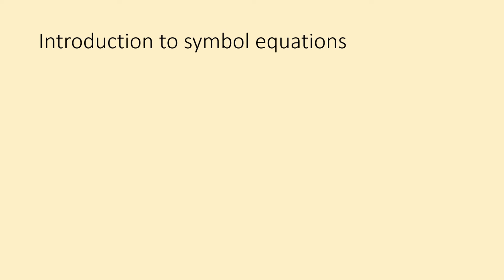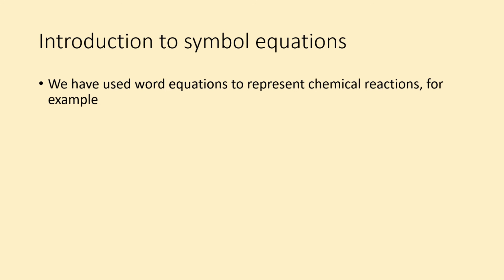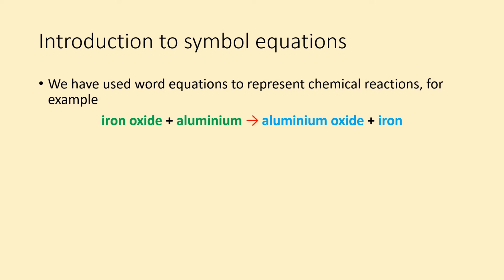Symbol equations. Now, this is another thing that's going to come up again and again throughout chemistry because it's so useful to understand. But don't panic if you're not getting it right now. It's only year 7. We're going to revisit it time and time again. Okay, so we've used word equations to represent chemical reactions. For example, iron oxide plus aluminium, arrow, aluminium oxide plus iron.